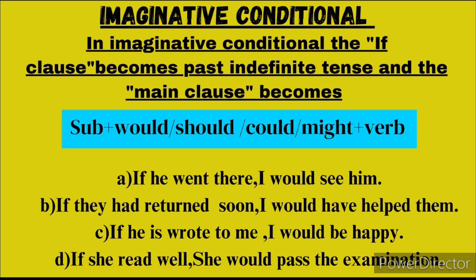Imaginative conditional. In imaginative conditional, the if clause becomes past indefinite tense and the main clause becomes subject plus would, should, could, might plus verb. If he went there, I would see him. If they had returned soon, I would have helped them. If he wrote to me, I would be happy. If she read well, she would pass the examination.